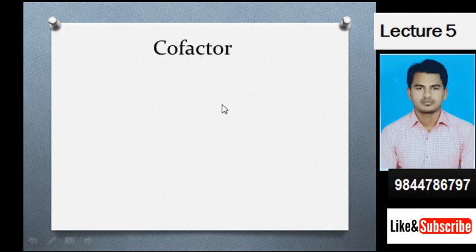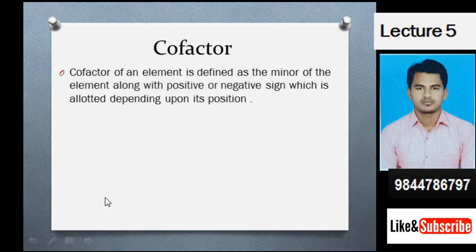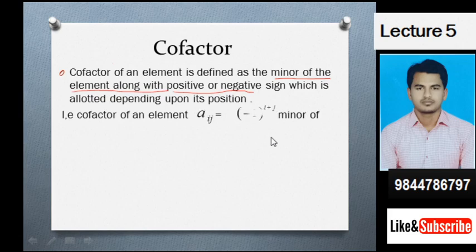Okay, next, cofactor. The cofactor of an element is defined as the minor of the element along with a positive or negative sign which is allotted depending upon its position. So what is the difference between minor and cofactor? The value can be positive or negative depending on the position. If it is an even position it is plus, if it is an odd position it is negative, because it is i plus j.